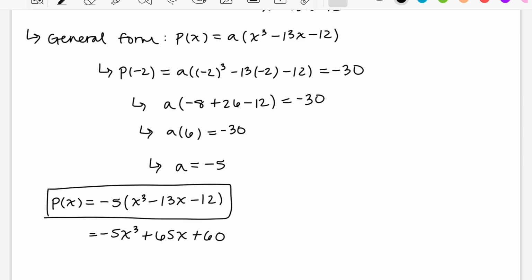So just be careful with MyLab math. It might say that your answer is wrong if you have written it in this form. Try again by distributing this term to each term here, and it might accept this answer instead.